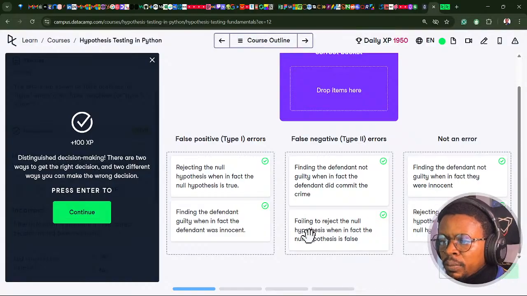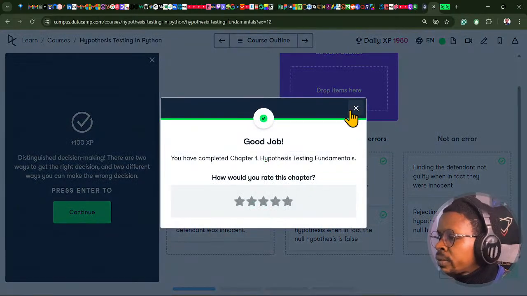Failing to reject the null hypothesis when in fact the null hypothesis is false. Finding the defendant not guilty when in fact they were innocent is a correct decision, as is rejecting the null hypothesis when in fact the null hypothesis is false. There are two ways to get the right decision and two different ways you can make the wrong decision. Okay, so we're going to refresh on that later.